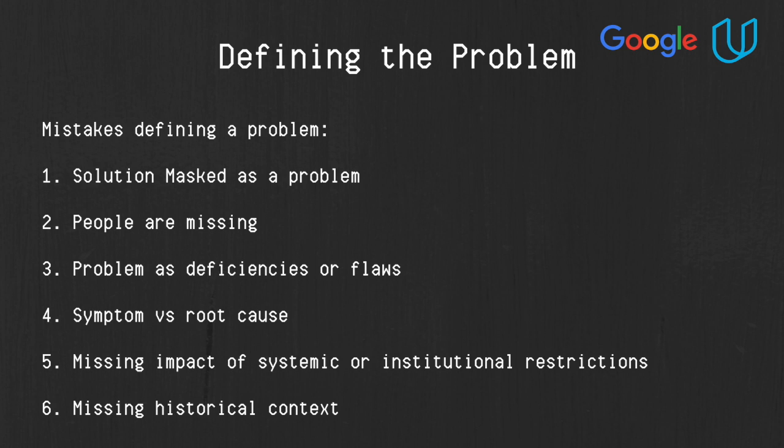Ready? Well, as we learned in the nanodegree, it is not always easy to identify and define a problem. The main reason it is difficult to define a problem when the problem is a community thing is because in many cases we think we are defining the problem when we are really giving a solution already with some biases. Or we are missing the people in the solution. Or we are giving the definition of the problem as a deficiency. And many times we are confusing the symptoms with the root cause. Other times we are missing the restrictions the system and institutions have. And finally, in other cases, we are missing the historical problem context.